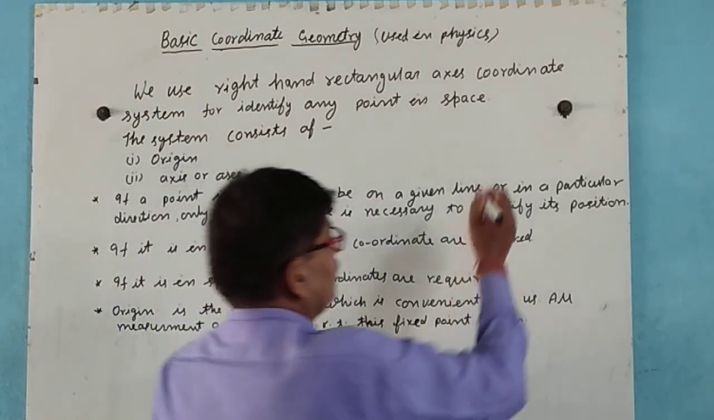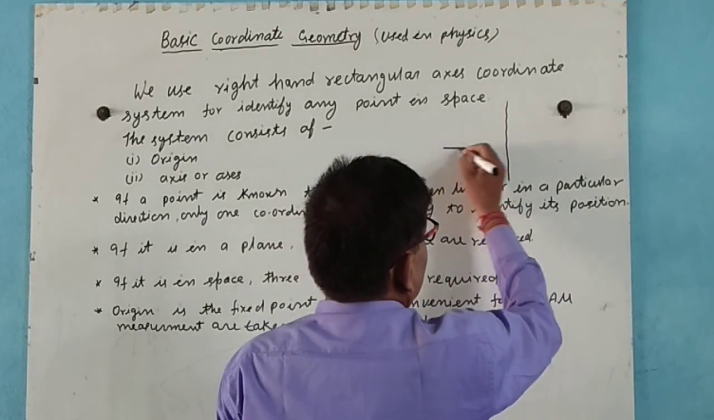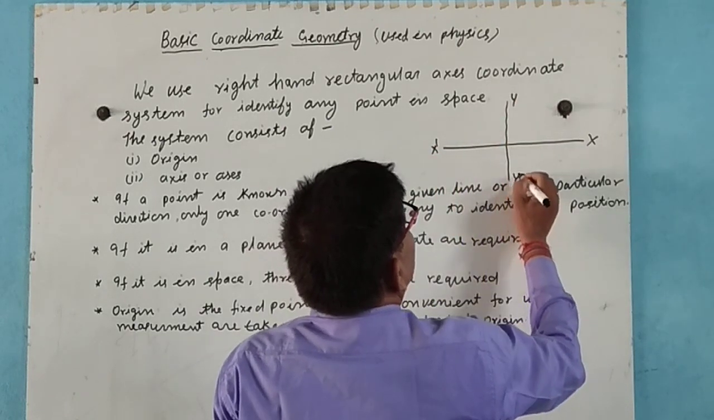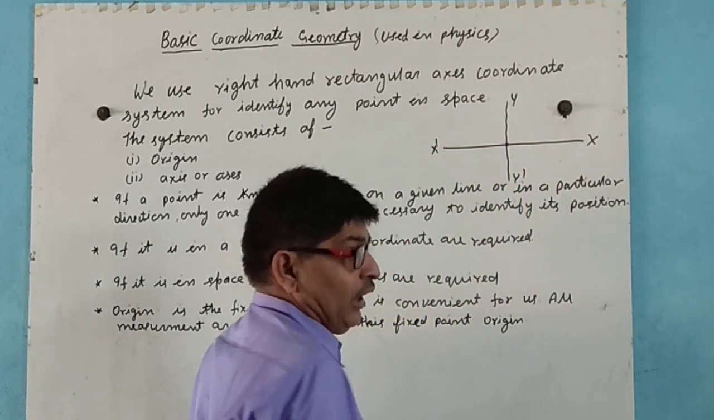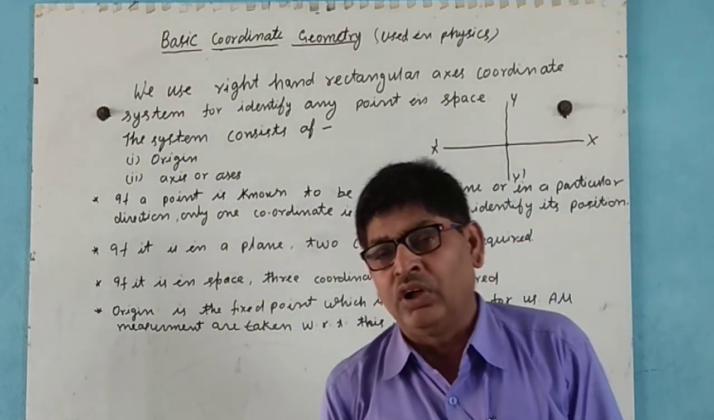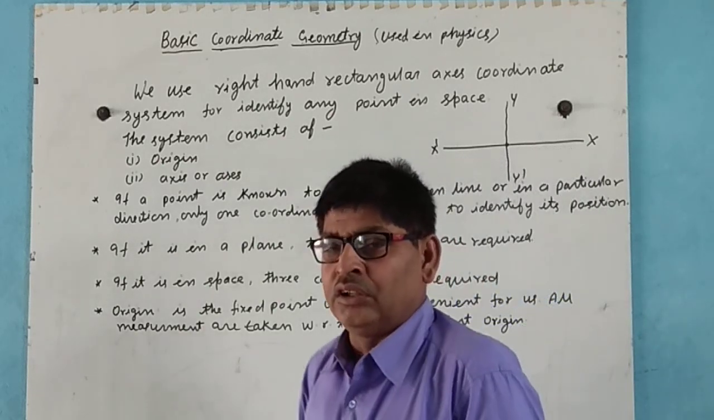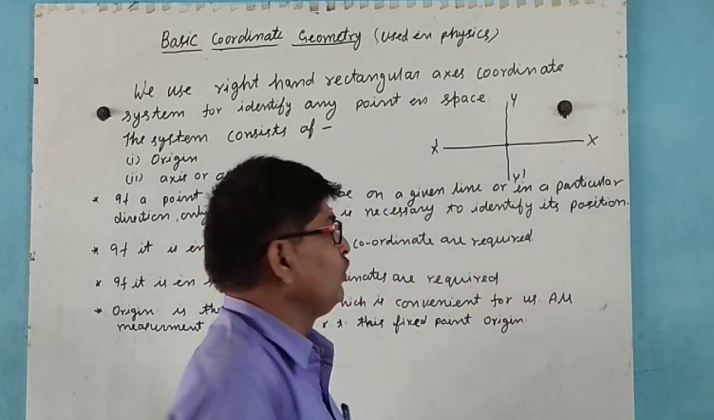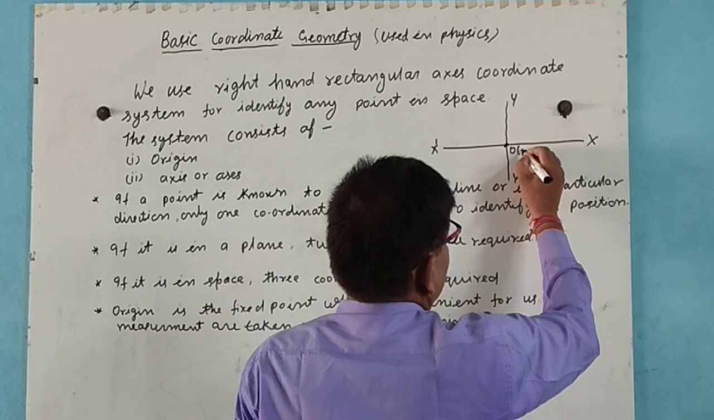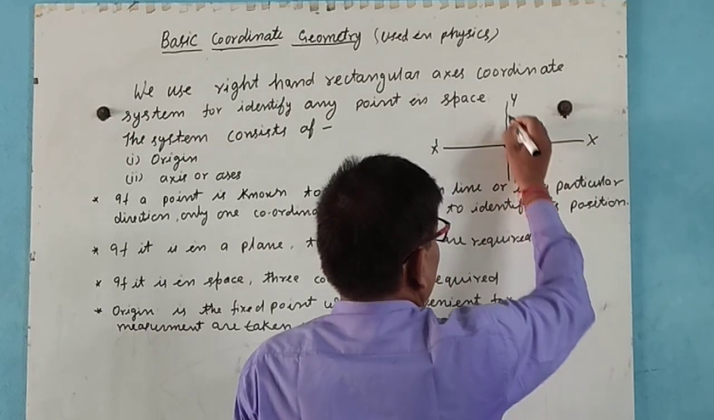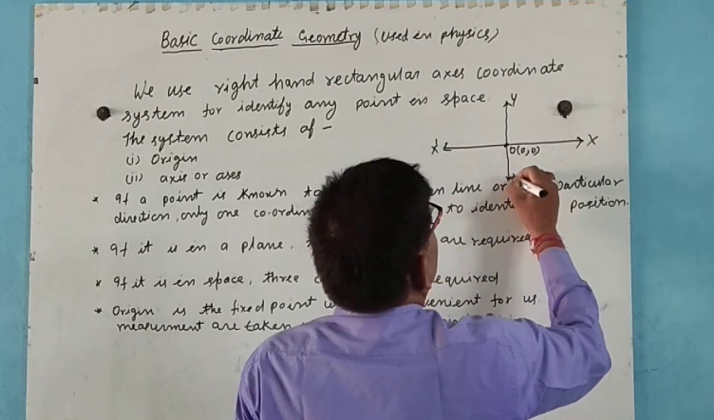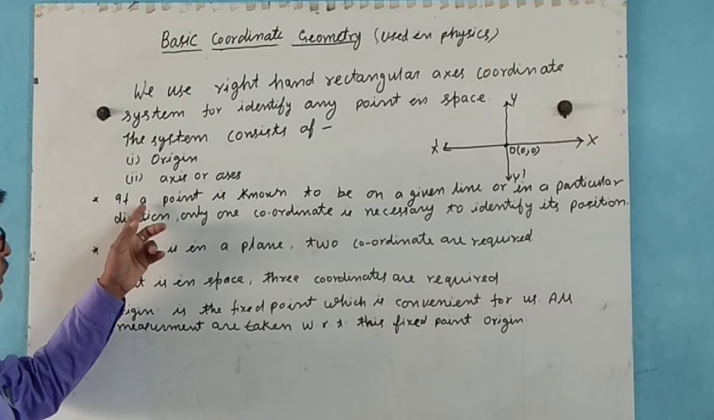As you know, the x dash x and y dash y lines cut each other perpendicularly. That cut point is generally taken as the origin. This is the origin and its coordinates are 0 and 0.